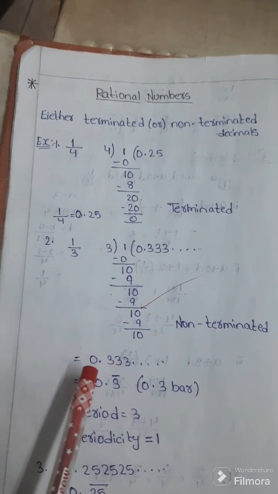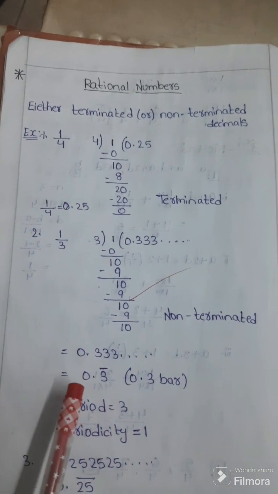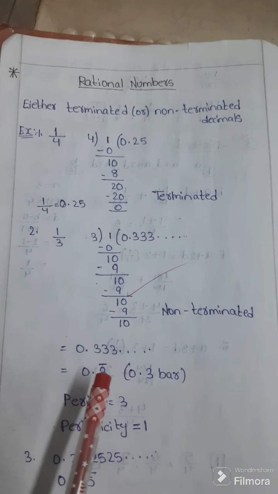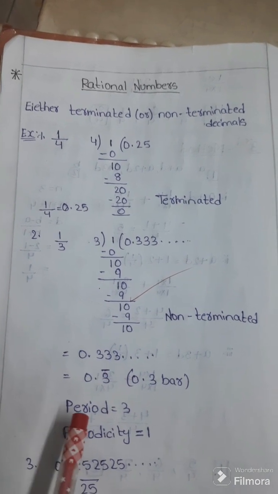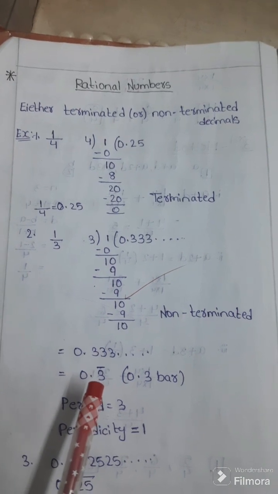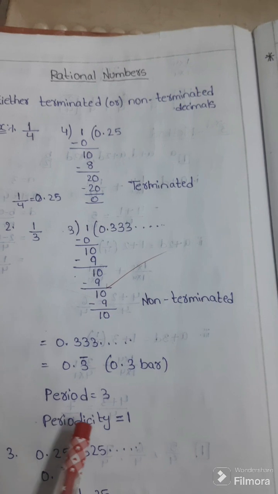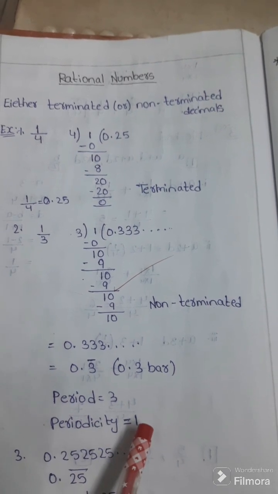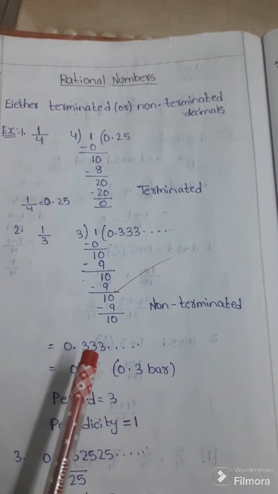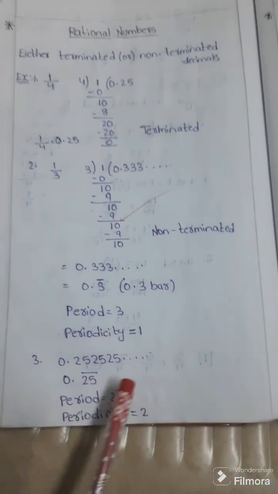This will be represented as 0.333 etc. That means you can write 0.3 bar. Period, here the period is 3. That means the number which is repeating is called the period. Periodicity means how many numbers are repeating. Only the number 3 is repeating, that is called periodicity.